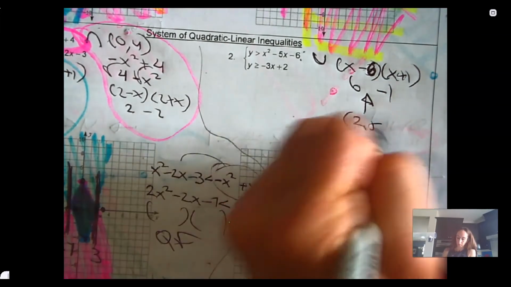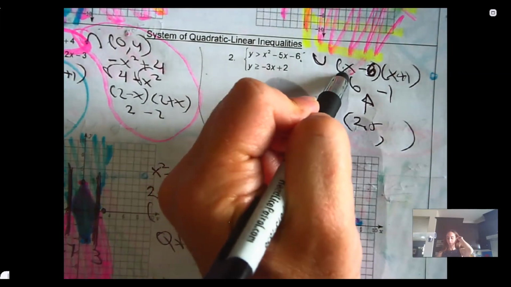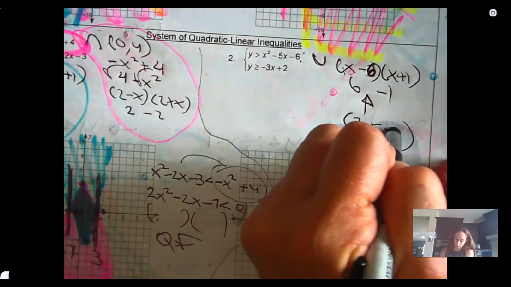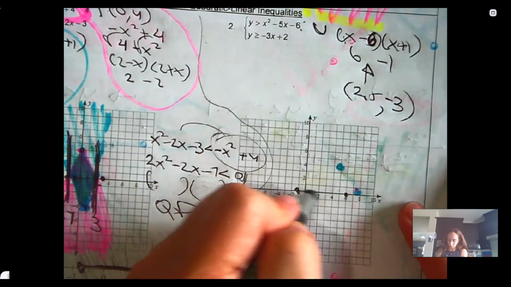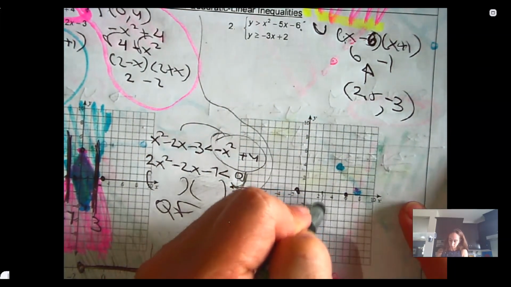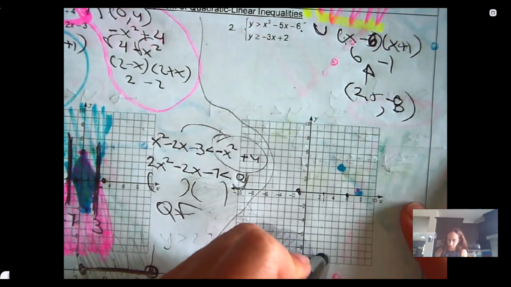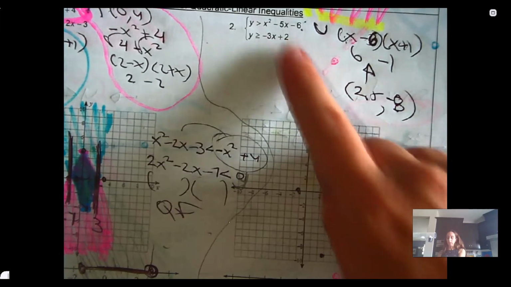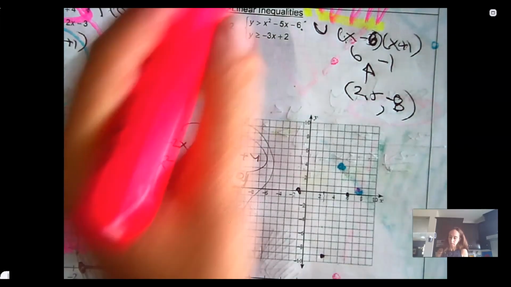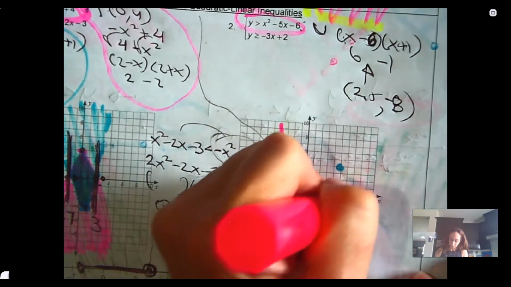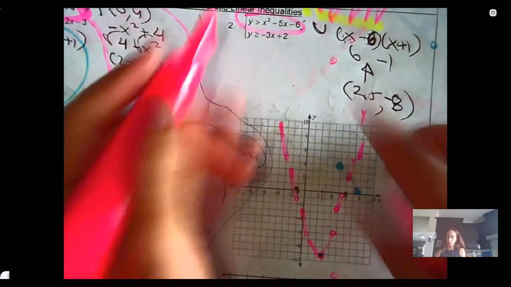Sorry about that. Then I would plug 2.5 in there, and I'm just going to make up a number, okay? Negative 3. I know it's not true. Okay, we're just faking it just to get the idea. 2.5 down. Let's make it negative 8. That might be a little bit better. Negative 8. I look here. Dashed. Greater than.